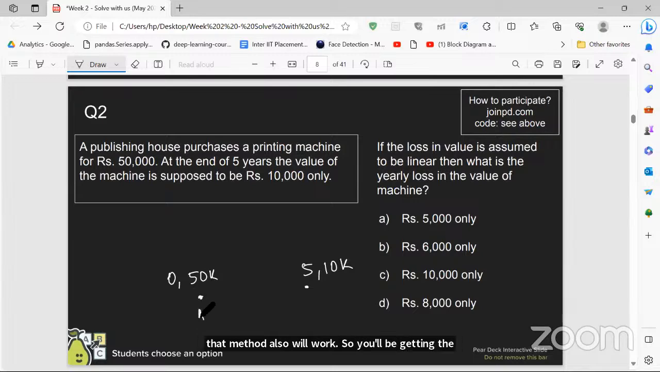Sir, can I take X to be 50K and Y to be 0? It will be okay now, sir? What? Can you repeat that? Sir, can I take X to be 50K and Y to be 0? It will be okay now.